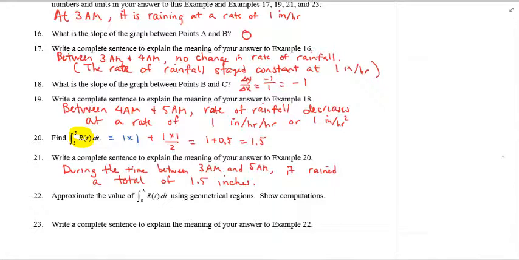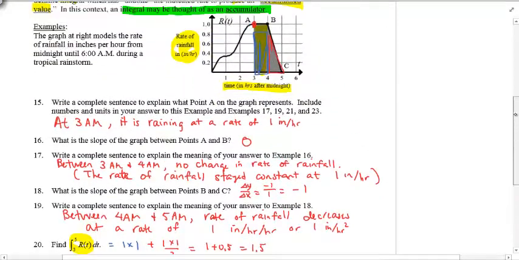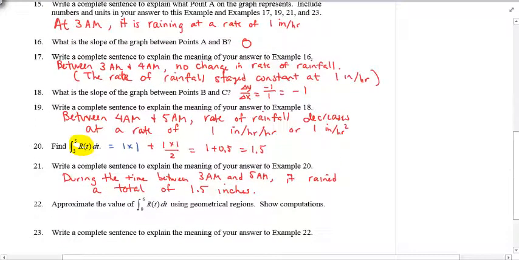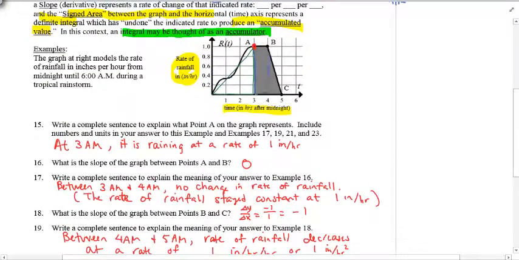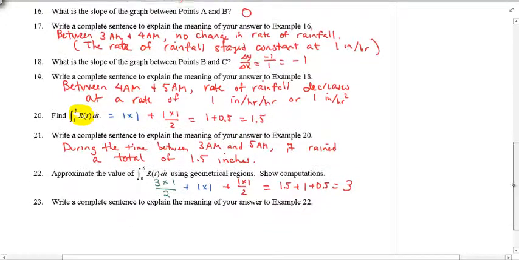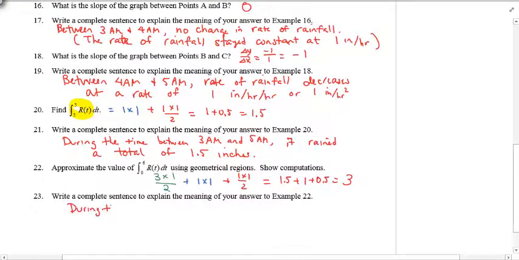Go for it. 0 to 6, that's everything. But it says approximate, so I guess what I'll do is I'll just draw a nice line like this, because this is a nice shape. So a green triangle, how about 3 times 1 divided by 2, add to that the blue rectangle, 1 times 1, and then add to that the red triangle, 1 times 1 over 2. We get what? 3 halves, 1.5 plus 1 plus 0.5. That'll be 3.